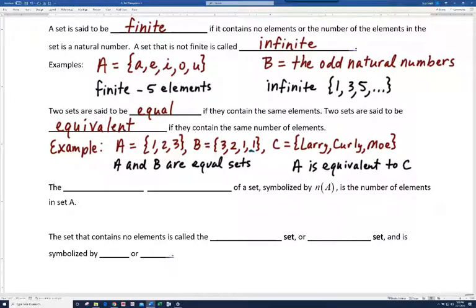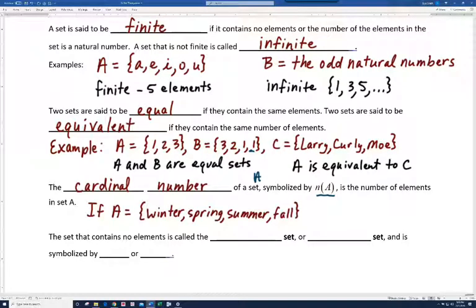All right, so the next thing I want to talk about here, the cardinal number of a set. Sounds kind of sophisticated, but it's really not. It's symbolized by this n in parentheses with a big capital A inside. The cardinal number of a set, in fact, I should say of a set A, symbolized by this n with parentheses next to A, is the number of elements in set A. That's all it is. It tells you how many elements are in the set.